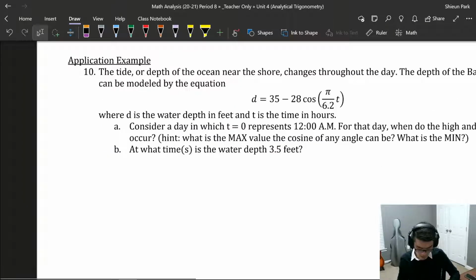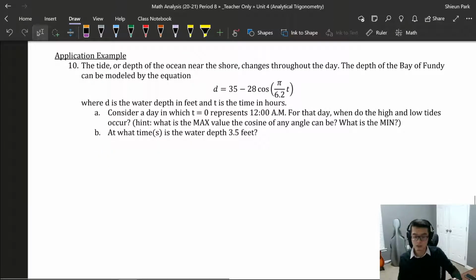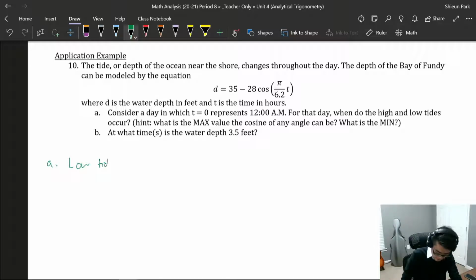I'm going to skip to where we left off. If you need a quick refresher, just go back to your notes or take a look at the key to compare what you had with what I had. If I recall correctly, for question A, we found that the low tide is where D is equal to 7, and the high tide is where D is equal to 63. Just double check. Yeah, 63. And this is in feet, so let's keep our units straight.